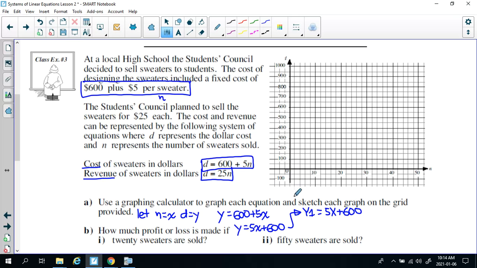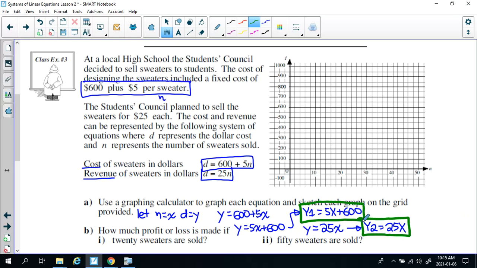Okay, so that's going to be the first equation. Now the second one, so we're going to turn d into y and n into x. So then the second equation would become y is equal to 25x. Okay, turn that into the format we're going to plug in. So this would then be y2 is just 25 multiplied by x. Okay, let's just box this. And we're going to plug these into the graphing calculator.